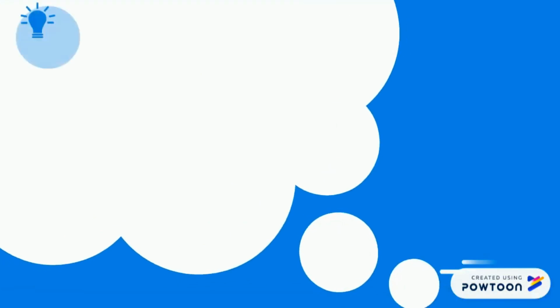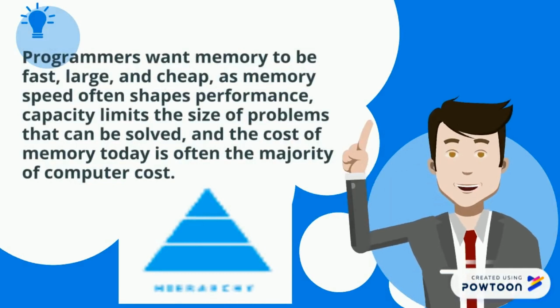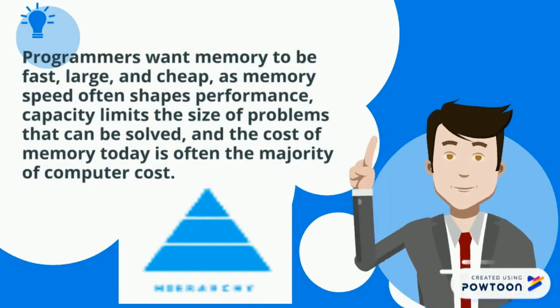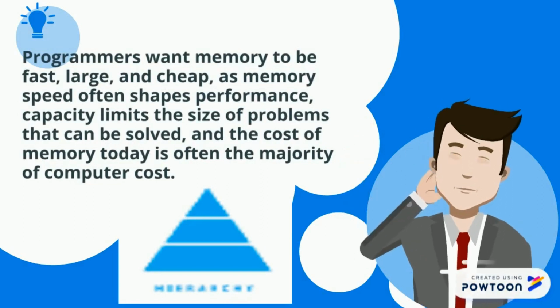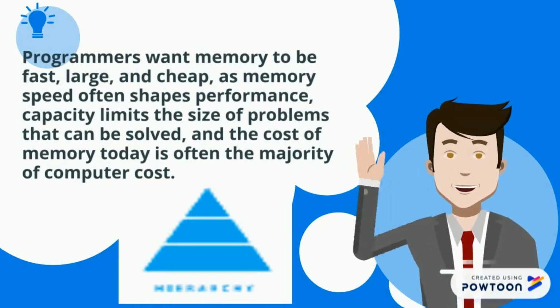Number 7. Hierarchy. Programmers want memory to be fast, large, and cheap, as memory speed often shapes performance. Capacity limits the size of problems that can be solved, and the cost of memory today is often the majority of a computer's cost.